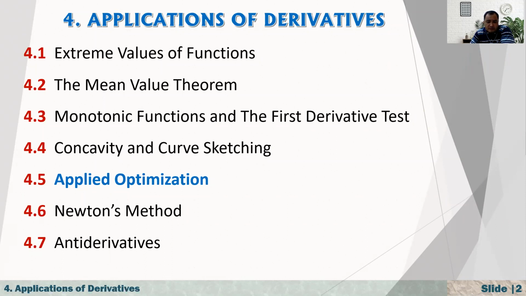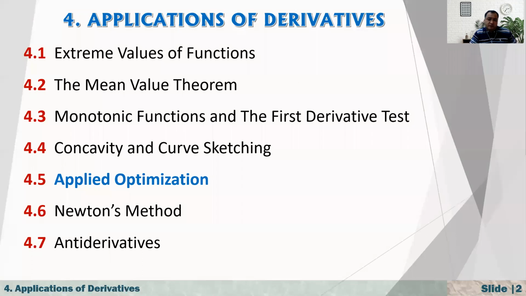And after that, we talked about concavity and curve sketching, right? Over which intervals the function's graph is concave up or concave down. To do this, we need to use the second derivative of the function, because the intervals where the second derivative of the function is positive, there the function's graph is concave up, right? And where it is negative, it is concave down.